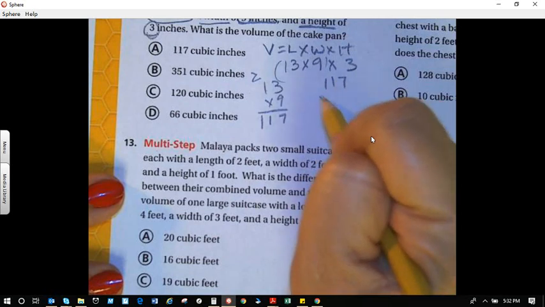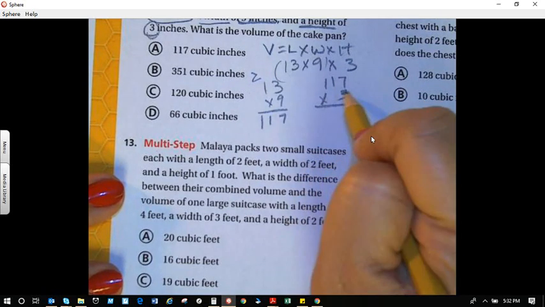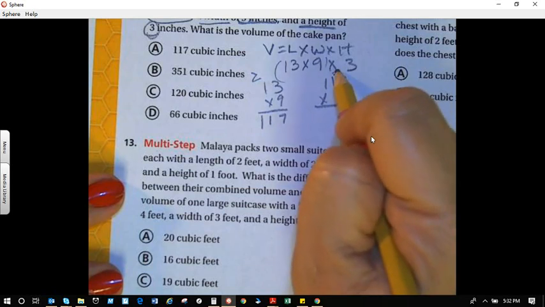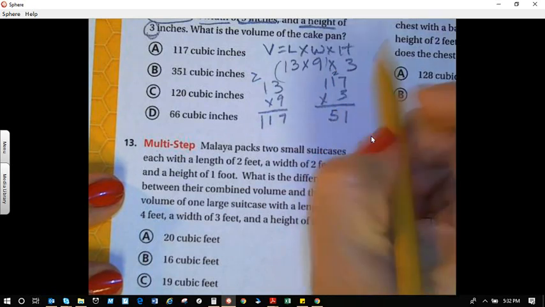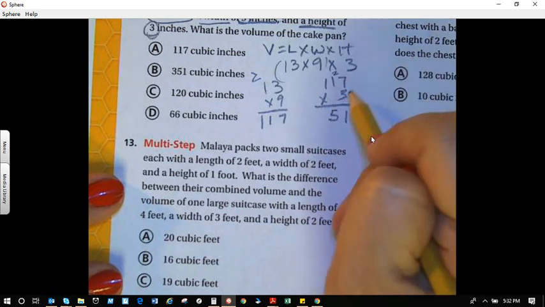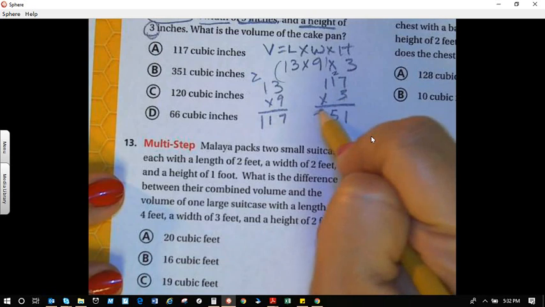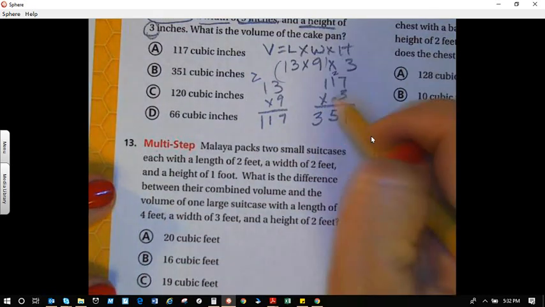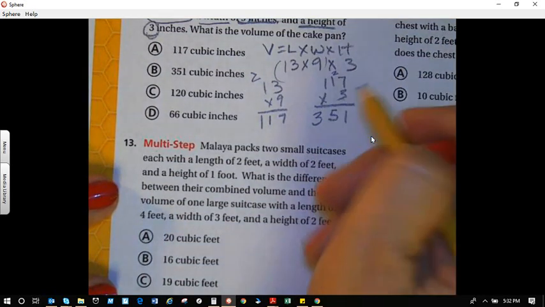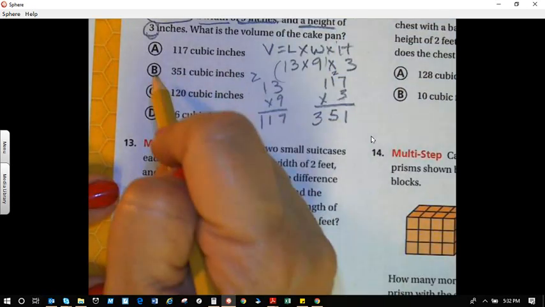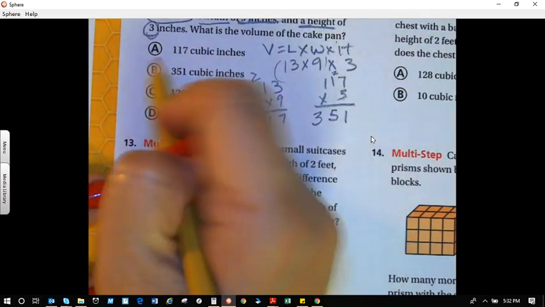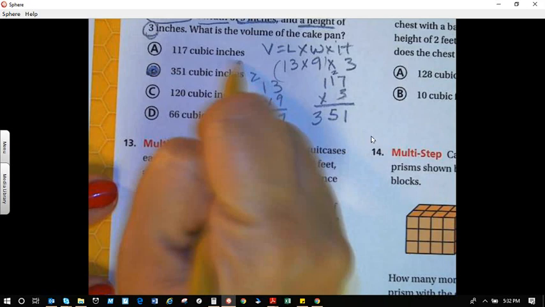Well, it's 3 high. So that's 21. Carry. 3 times 1 is 3, plus 2 is 5. 3 times 1 is 3. I almost said 1. 3 times 1 is 3. And so the volume of a cake pan, not band, but pan, is 351 cubic inches.